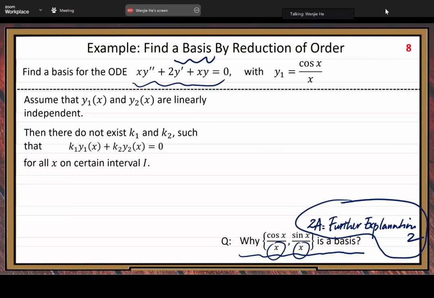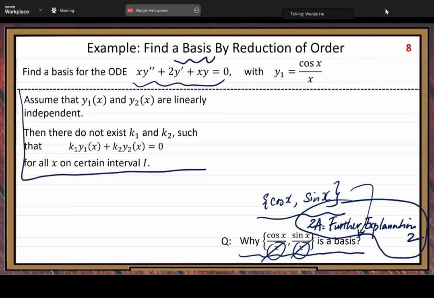When we do that, we can use a simplified version. We do not include the denominator. So we only need to consider if cosine of x and sine of x together form a basis or not, if they are linearly independent. Here I copy the definition of linear independence.